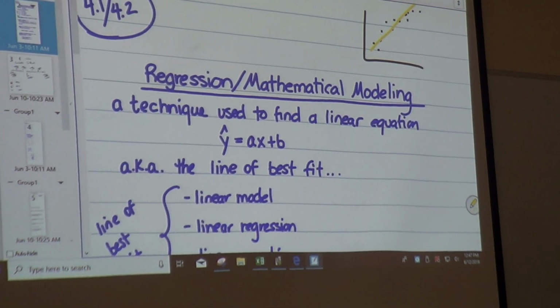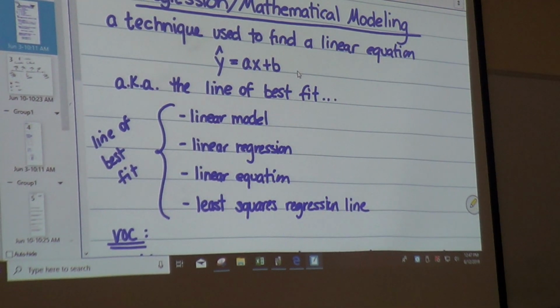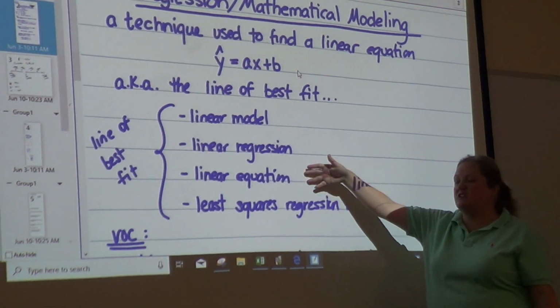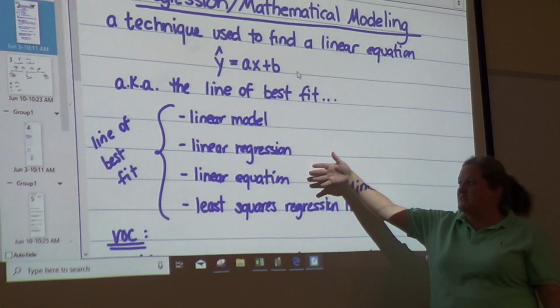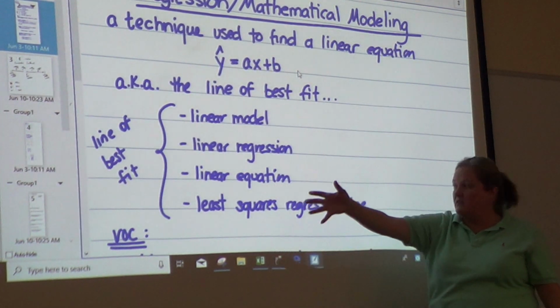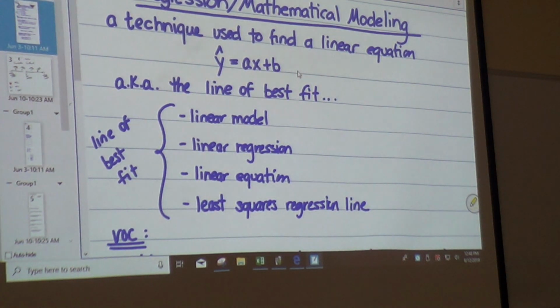There are other names for the line of best fit. I tend to call it the line of best fit. Sometimes they'll call it a linear model, sometimes linear regression. I told you math teachers are paid lots of money to confuse you, so we give all these different names to the same thing. Least squares regression line. So your problem may ask for any one of those, but they're just telling you they want the line of best fit, the y equals ax plus b. And the good news is the calculator is going to show you how to do this.